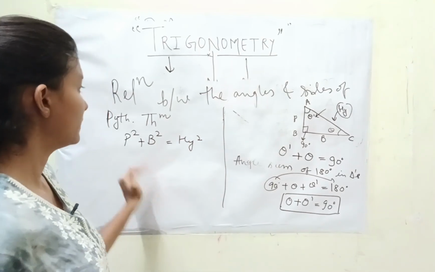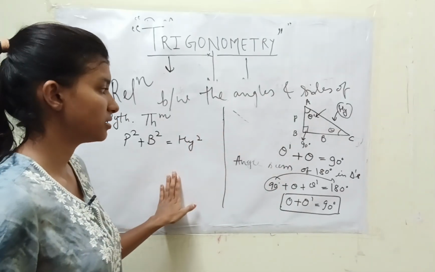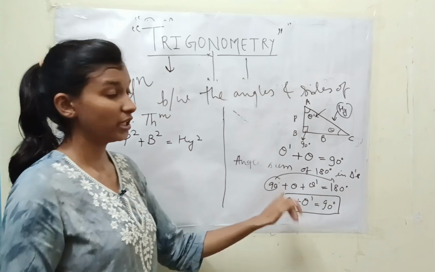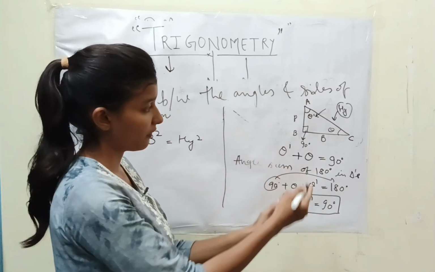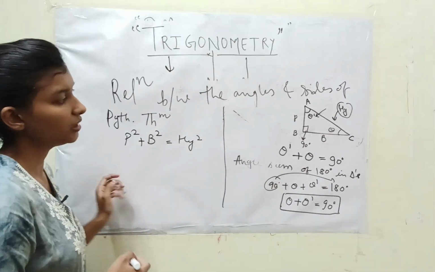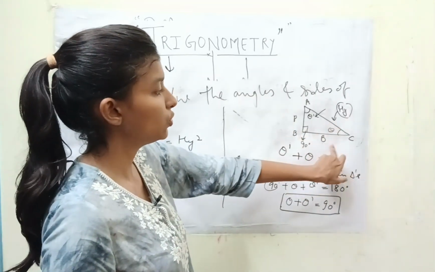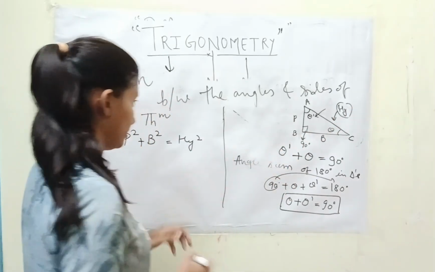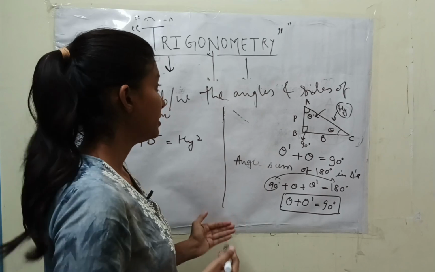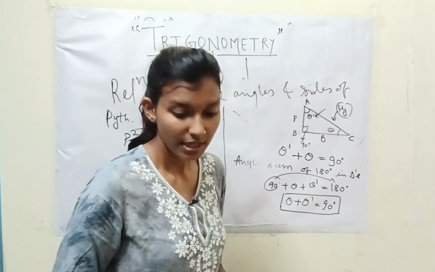Till now, we have studied the relation between angles and between sides separately. By this, we can find one unknown angle if we are provided one acute angle, and we can find one unknown side if we are given two sides of the right angle triangle. But in trigonometry, we study the relation between angle and sides simultaneously.